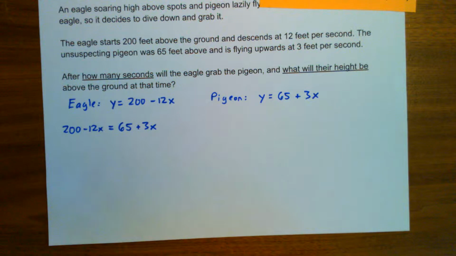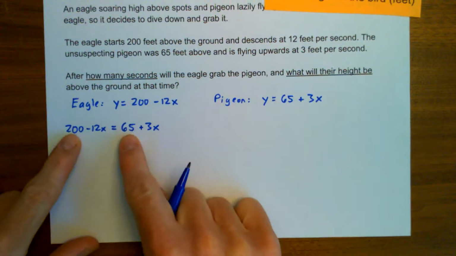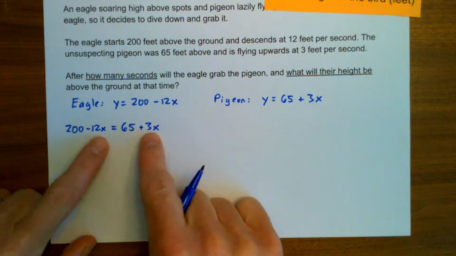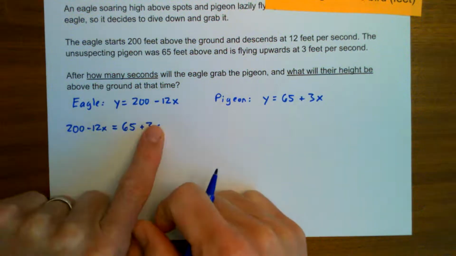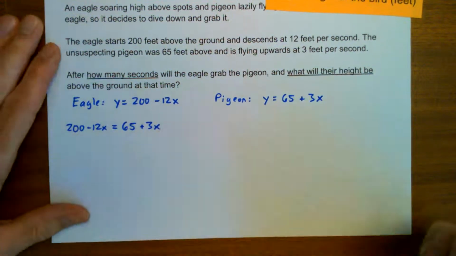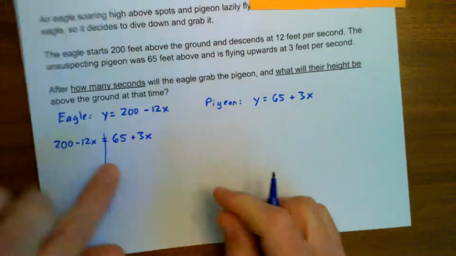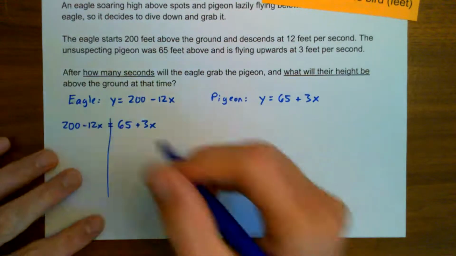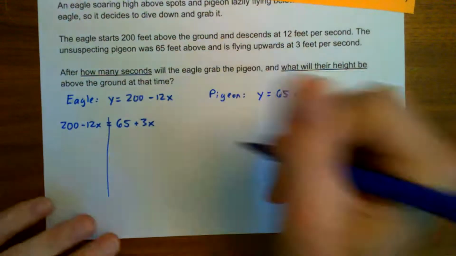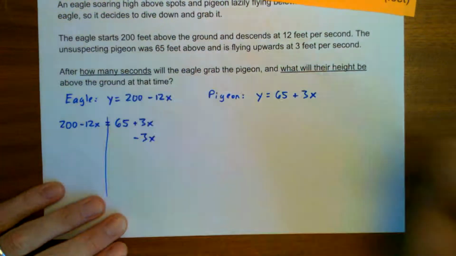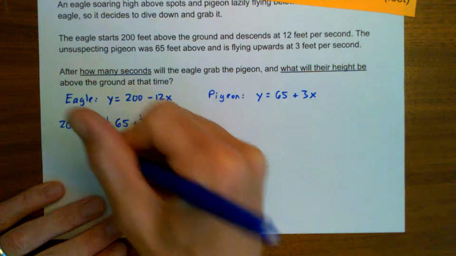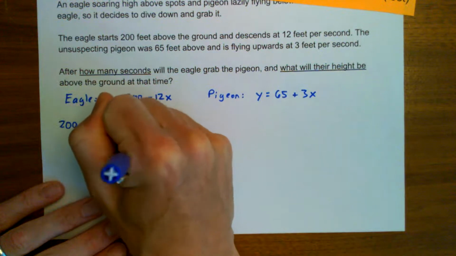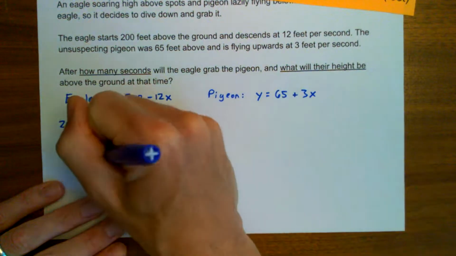So let's just solve. I've got starting heights and these x terms on both sides. This would be a lot easier if I could get rid of the x term on one side. So let's just do that. Let's start by getting rid of the x term over here. The opposite of 3x is minus 3x. So now it's just gone from that side, and 65 is all by itself on the right-hand side.